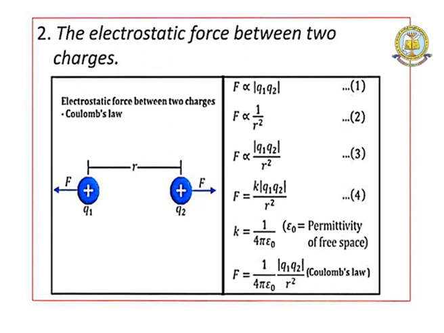So k is equal to 1 by 4 pi epsilon naught. Here epsilon naught is the permittivity of free space. Substituting this value, F equals 1 by 4 pi epsilon naught into q1 q2 by r squared. Here q1 q2 by 4 pi epsilon naught is constant, so F is proportional to 1 by r squared. So that is the example of central force, the electrostatic force.